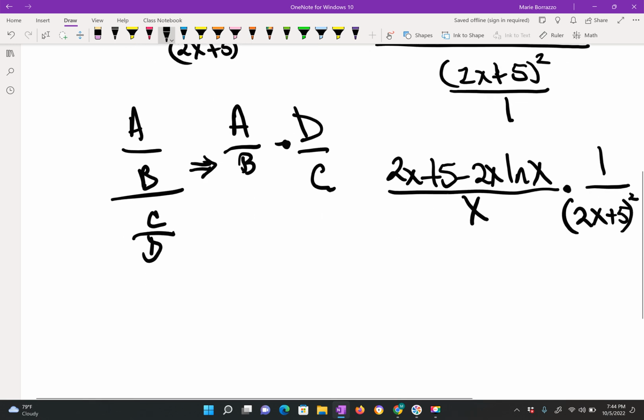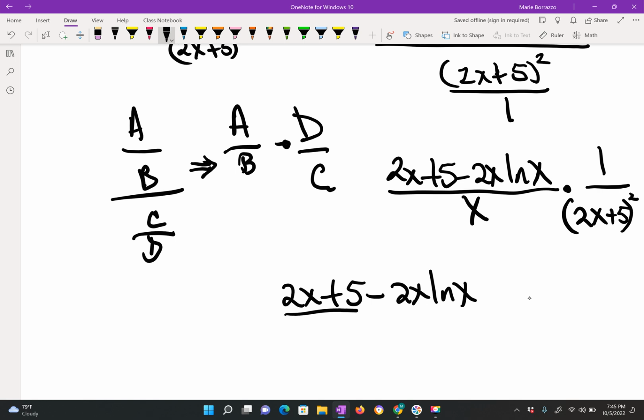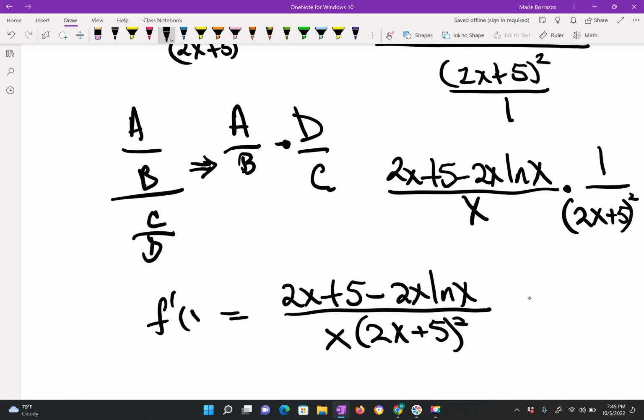If you notice, your final answer is what we obtained in class, which is 2x plus 5 minus 2x natural log x over x times 2x plus 5 squared. And that's why we call it dropping the x down, in the sense. That's our final answer, and that is the first derivative of what we just solved.